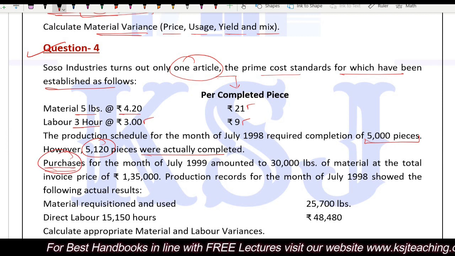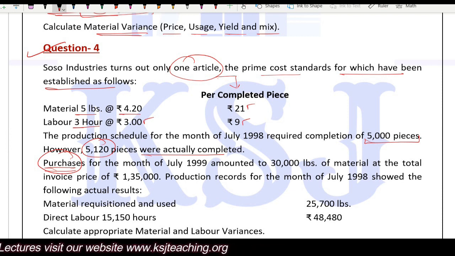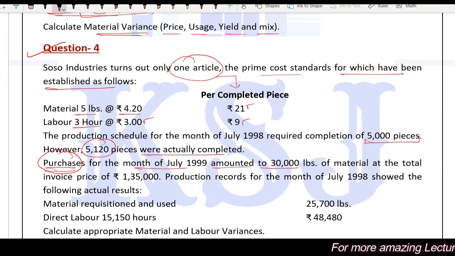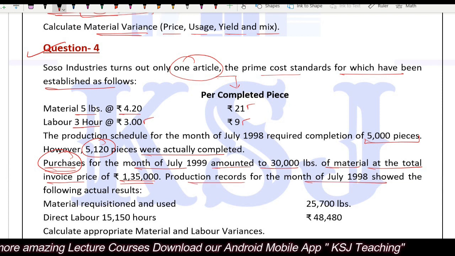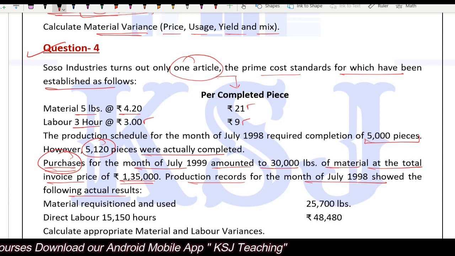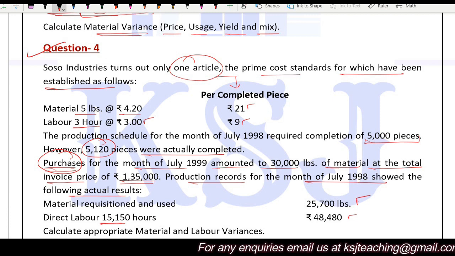Purchases of material or labor? Obviously material, sir. How can you purchase the labor? So whenever we are talking about purchases, that means we are talking about the purchase of raw material. Purchases for the month of July 1999 amounted to 30,000 of the material at the total invoice price of 1,35,000. Production records for the month of July showed the following actual results. Material requisitioned and used 25,700, direct labor 15,150 hours at a cost of 48,480. Calculate material and labor variances.